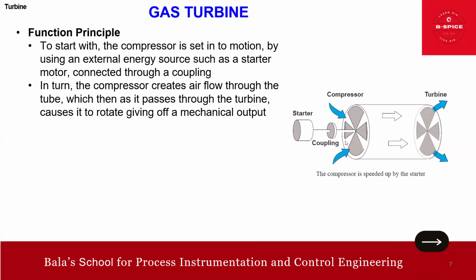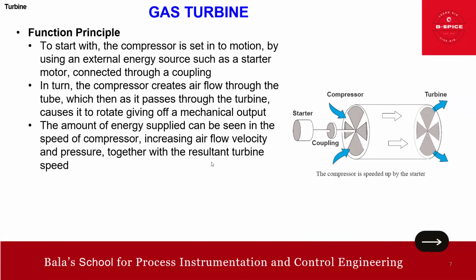In turn, the compressor creates an airflow through the tube, which then passes through the turbine and causes it to rotate, giving off a mechanical output, right? So the amount of energy supplied can be seen in the speed of the compressor, increasing airflow velocity and pressure, together with the resultant turbine speed.